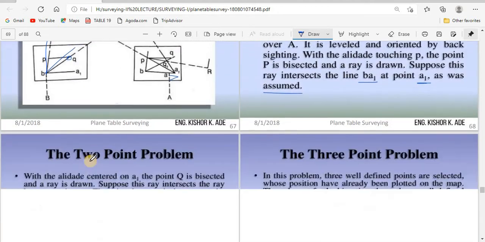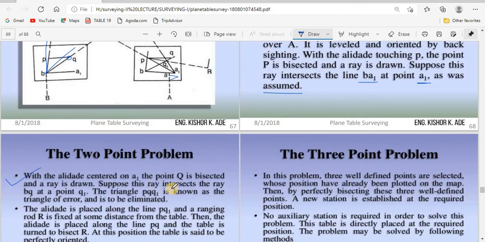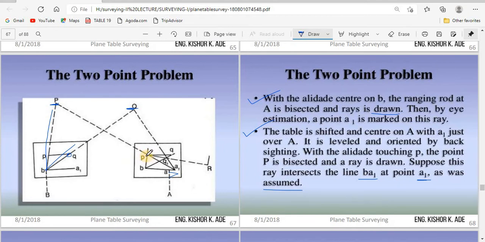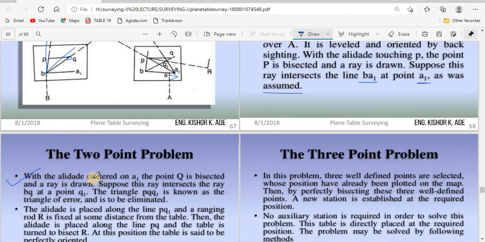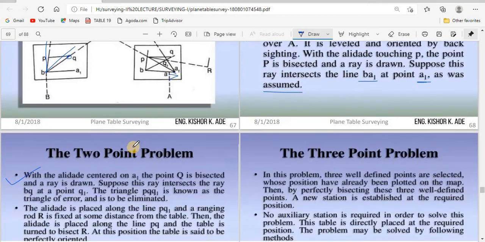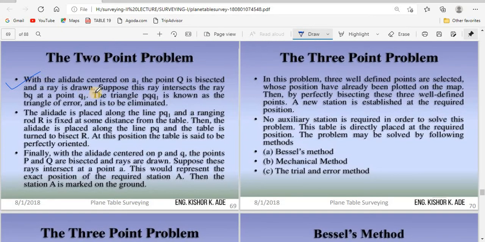After this, with the alidade centered on A1, the point Q has been bisected. First keep your alidade centered at P, bisect the ranging rod at P and draw a ray towards your BA1. It will cut somewhere over here. After that, keeping the alidade centered at A1, you bisect Q, and a ray is drawn. Suppose this ray intersects the ray BQ at point Q1.